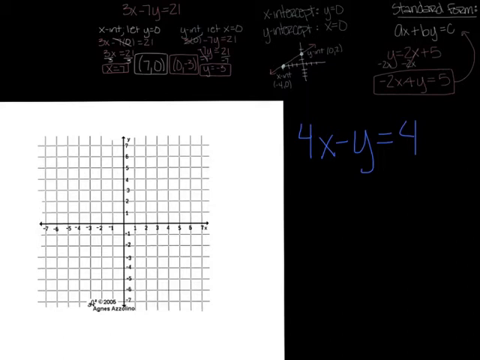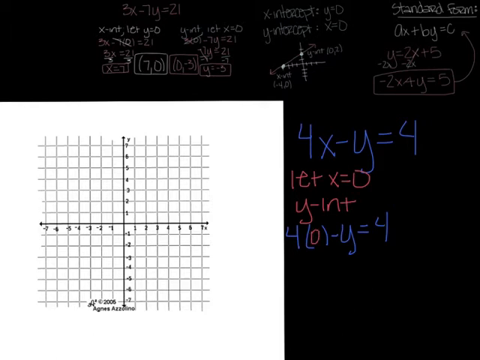So, first thing, we're going to let x equal 0, and that'll give us our y-intercept. So we have 4 times 0 minus y equals 4. And remember, x is going to be 0 this go round. So we have negative y equals 4. Divide both sides by a negative, and a positive y equals negative 4. So when x is 0, y is negative 4.